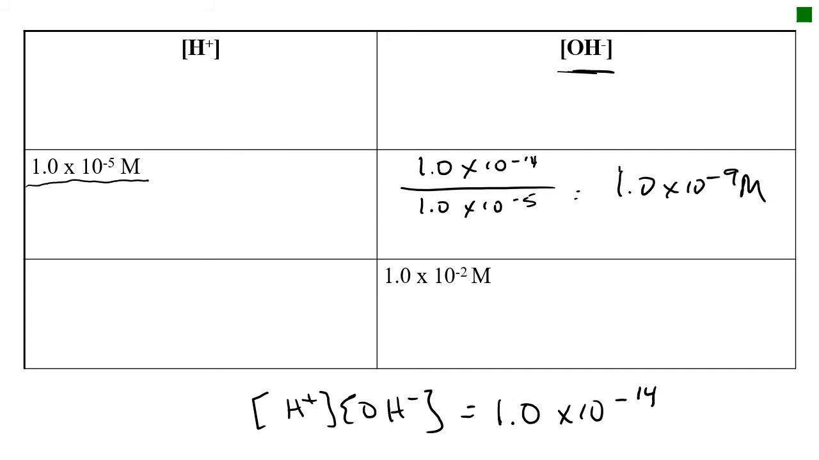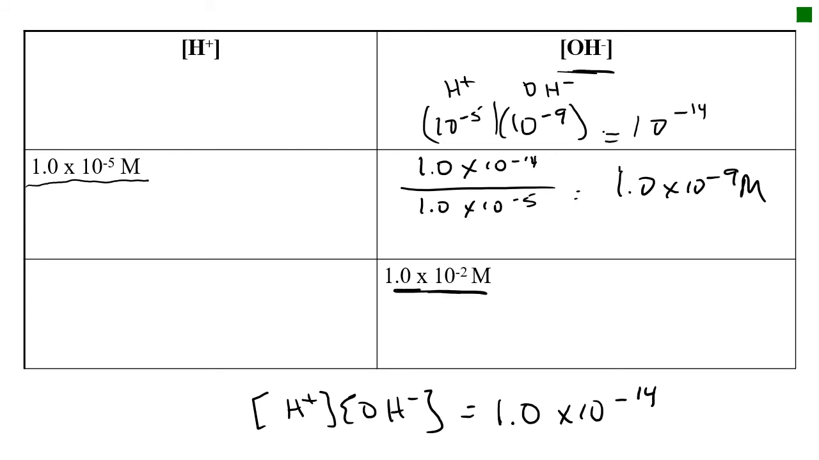And realize here that if we look at our 10 to the minus 5 from the H plus multiplied by 10 to the minus 9 OH minus, the product of these guys is going to equal 10 to the minus 14. So the same way here, if we're given hydroxide at 1 times 10 to the minus 2, we know the H plus is going to be 1 times 10 to the minus 12. Why? Because the product of these guys is 1 times 10 to the minus 14.